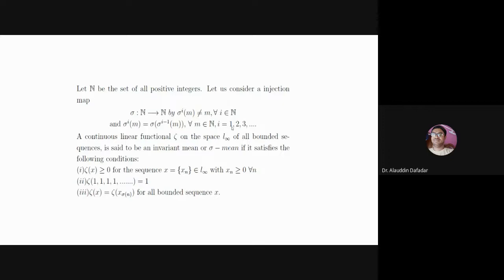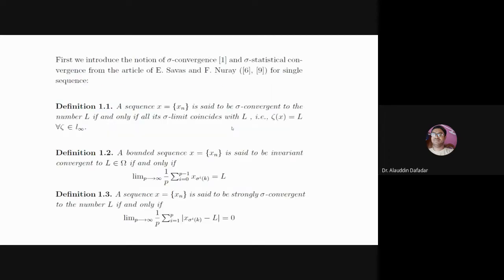A continuous linear functional xi on the space L infinity of all bounded sequences is said to be an invariant mean or sigma mean if it satisfies the following conditions: xi of x is greater than or equal to 0 for every sequence x_n in L infinity with x_n positive or 0, and xi of the unit vector equals 1, and xi of x equals xi of x sigma(n). First, to introduce the notion of sigma convergence, a sequence x_n is said to be sigma convergent to the number L if and only if all its sigma limits coincide with L, that is xi(x) equals L. A bounded sequence x_n is said to be invariant convergent if the limit over all summation of x sigma(k) equals L over 1 by p.